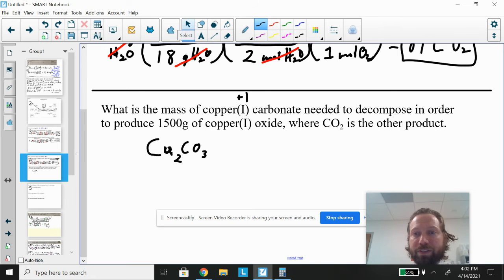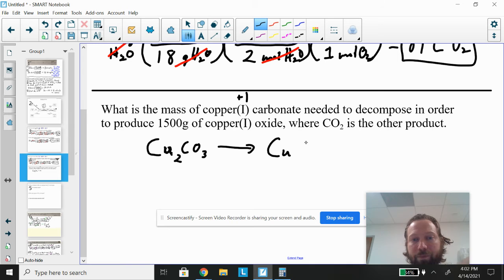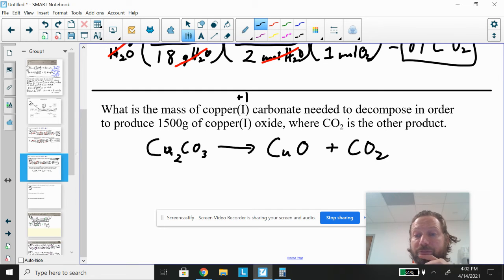Now, it's decomposing and producing copper oxide and CO2. Now, CO2 was given to you as a formula, so as a written formula, CO2 won't change, the subscripts there. But copper oxide was not. It was given to you as words. And what you have to be careful of, again, like copper carbonate, is that you're balancing the charges.